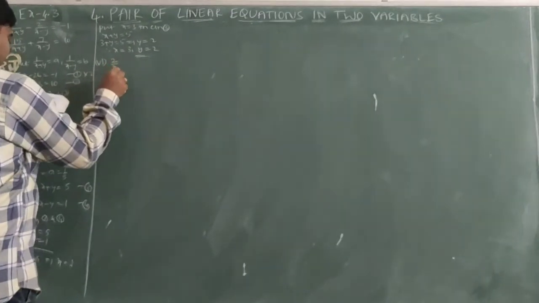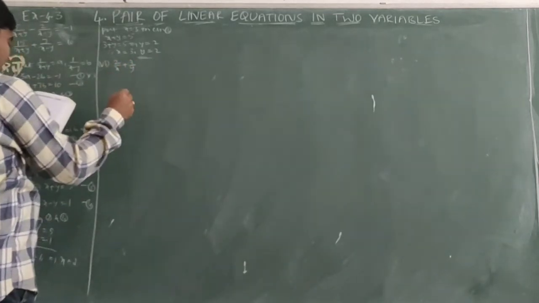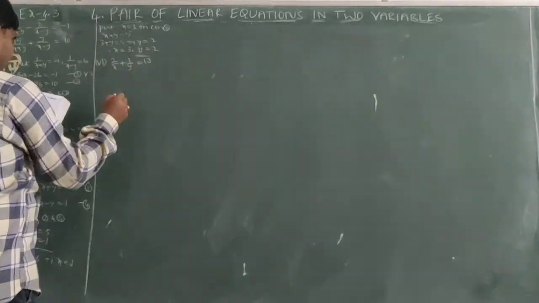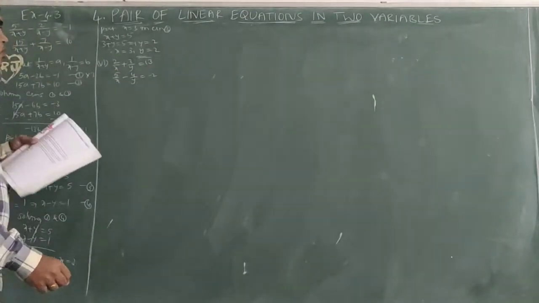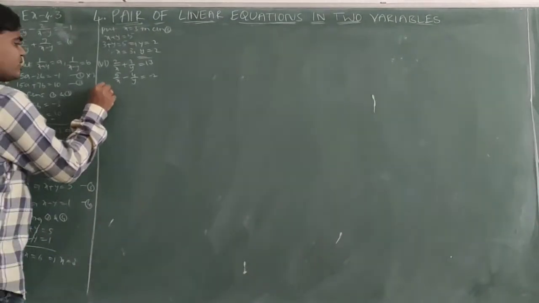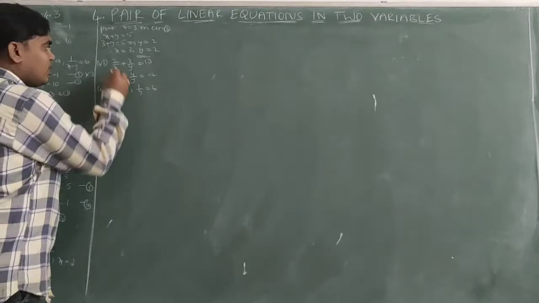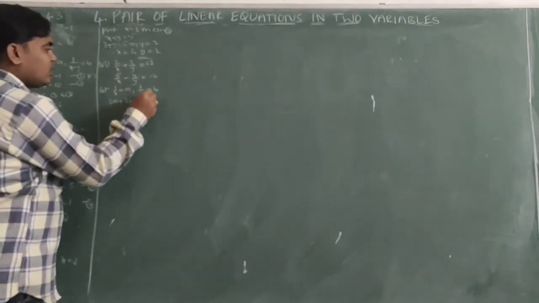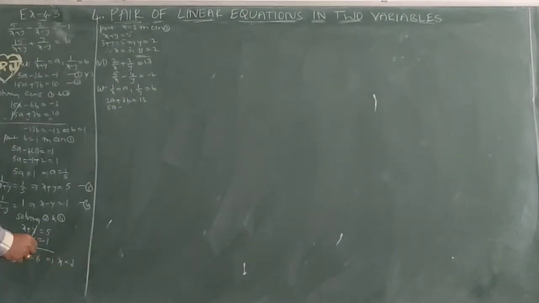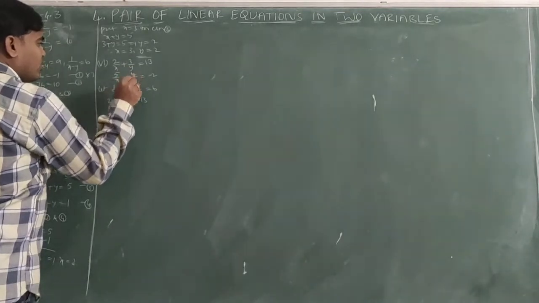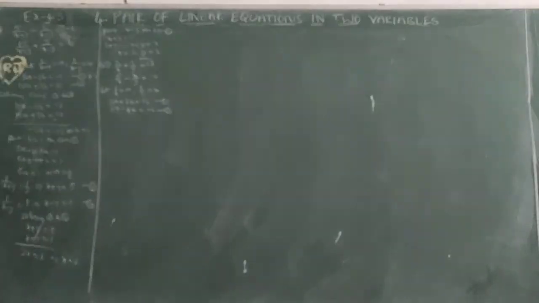2/x + 3/y = 30 and 5/x - 4/y = -2. Same: let 1/x = a, 1/y = b. So 2a + 3b = 30 and 5a - 4b = -2. Equations 1 and 2.